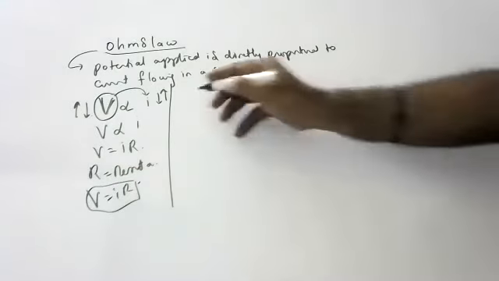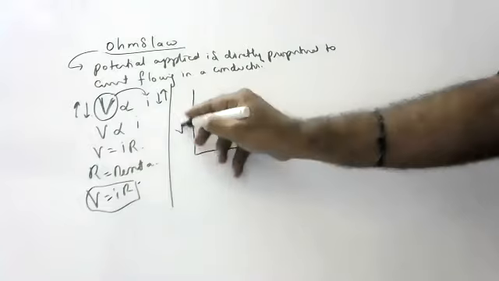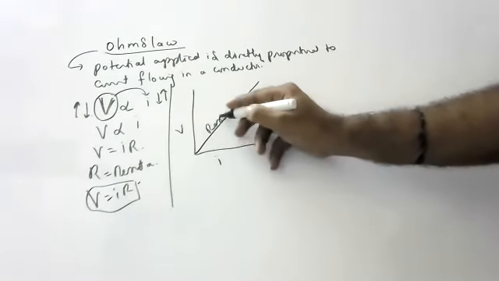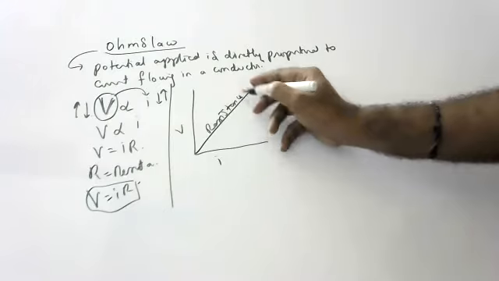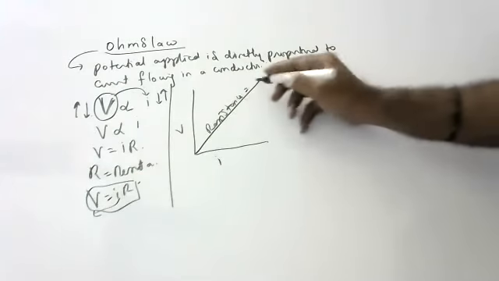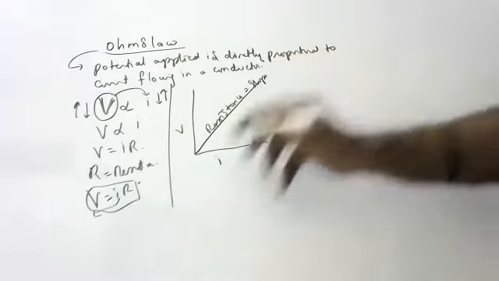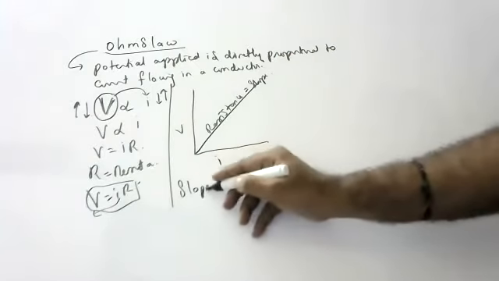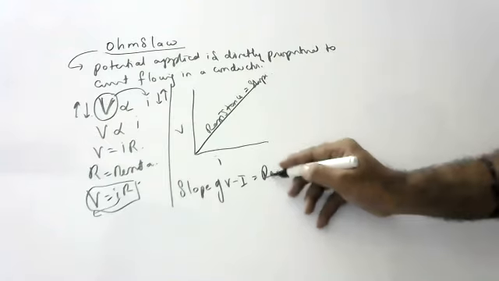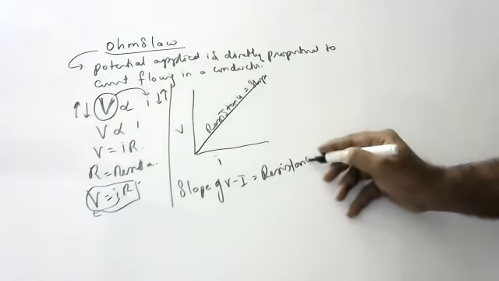Okay, and if you plot a graph between V and I, you will get a straight line passing through the origin. The straight line gives resistance because V by I is R. The slope of the VI graph gives what? Resistance. The slope of the VI graph gives resistance.